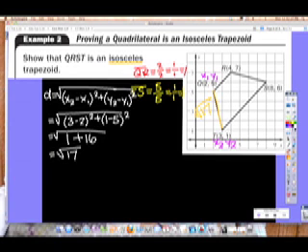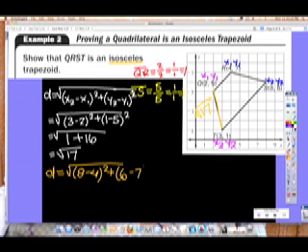So the distance formula for RS would be the square root of 8 minus 4 squared plus 6 minus 7 squared. All right, I think we're sitting good. 8 minus 4 is just 4. 4 times 4 is 16. Plus 6 minus 7, negative 1. Negative 1 times negative 1, positive 1. Square root of 17, that's what we wanted. So we just showed that the legs are congruent, and one pair of opposite sides is parallel.